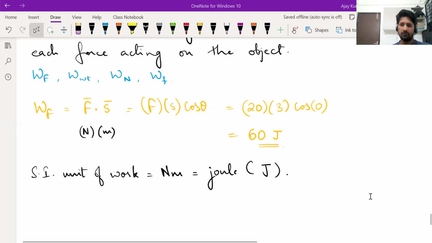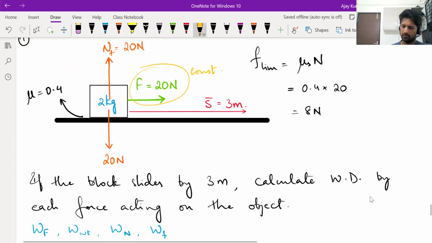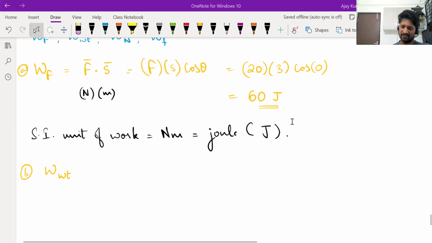Next, work done by weight acting on the object, the second part. Pawan, you tell me, how much is the weight of this object? 2 kg is the mass. Weight is 20 newtons. Will it be constant as the object moves forward or not? It's constant. Weight is a constant force in this case.